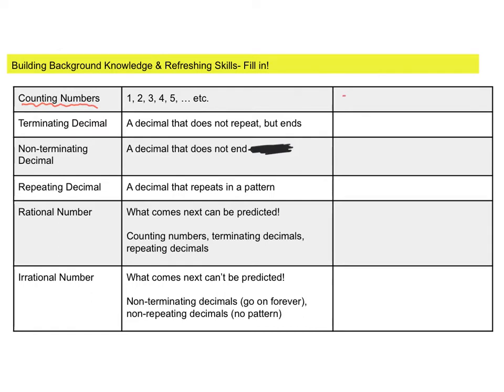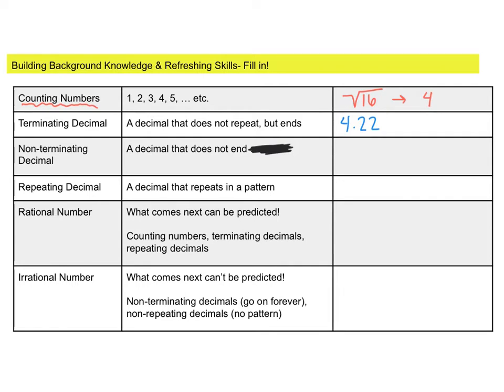So if I gave you the representation of the square root of 16, this is a counting number. And the reason why this is a counting number is because this equals 4. Okay? The next we have terminating decimal. So a terminating decimal is a decimal that does not repeat, but it does end. Okay? So, for example, I could give you the number 4.22. That's a terminating decimal. It ends. There is no repeating sign over those 2s, even though it's the same number back to back. It is not saying that it's going to keep saying 2, 2, 2 forever. So this is a terminating decimal.